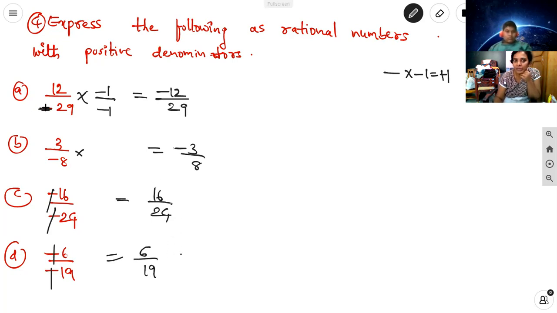If a negative is in the denominator, it is taken to the numerator, just reversing the signs. Positive will become negative, negative will become positive. That is what they are asking when they say reduce to positive denominator.